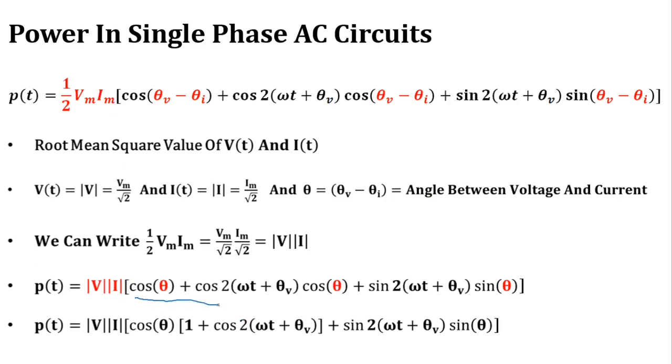Again in this equation, I can take cos θ as a common term. So I will take cos θ common from here, so here it is nothing but 1 plus cos(2ωt + θV), because we will take cos θ as common. So the next equation becomes P(t) equals |V||I| cos θ in bracket 1 plus cos(2ωt + θV) plus sin(2ωt + θV) into sin θ.